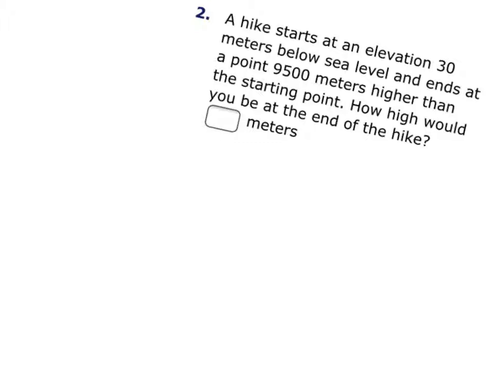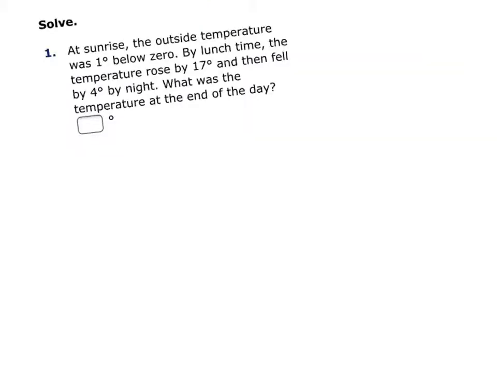Go ahead and try to do number 2 on your own paper. A hike starts at an elevation 30 meters below sea level and ends at a point 9,500 meters higher than the starting point. How high would you be at the end of the hike? And then try this one. At sunrise, the outside temperature was 1 degree below zero. By lunchtime, the temperature rose by 17 degrees and then fell by 4 degrees by night. What was the temperature at the end of the day?